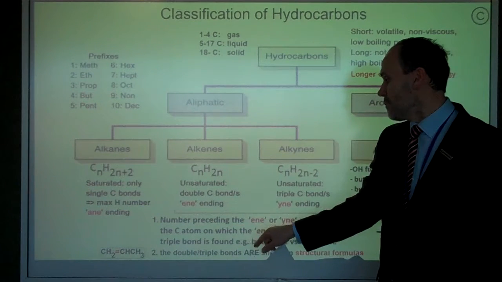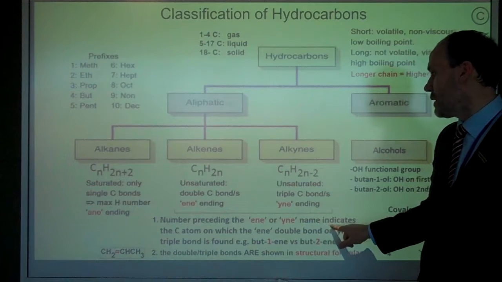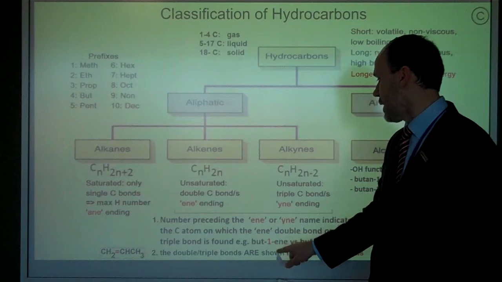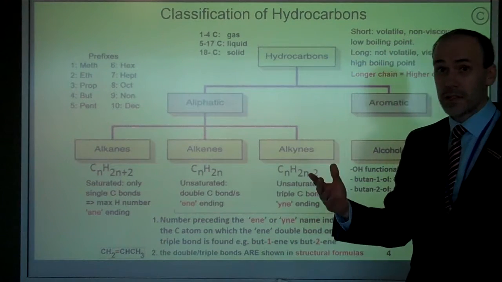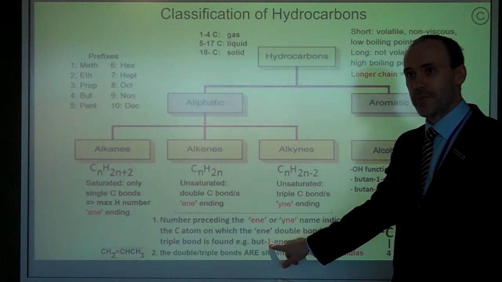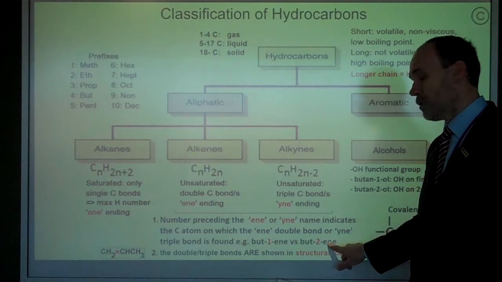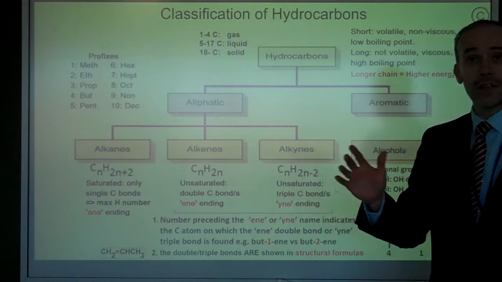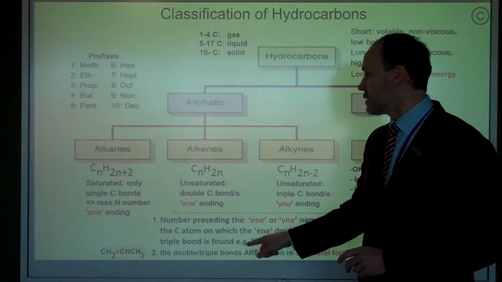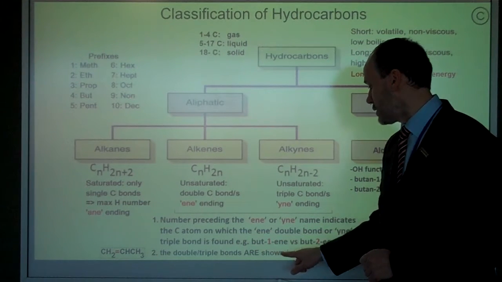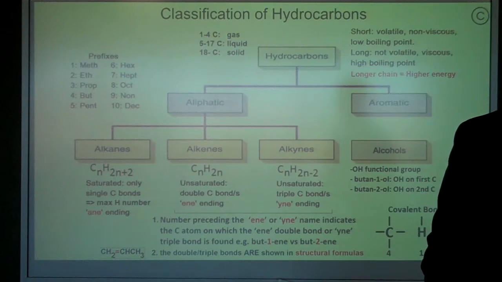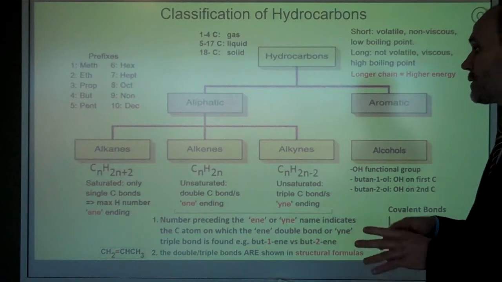Now, in terms of naming, the number preceding the ene or the yne name indicates the carbon atom on which the ene double bond or yne triple bond is found. So but-1-ene, we'll see this on the next slide, but-1-ene has a double bond on the first carbon. But-2-ene has a double bond on the second carbon. You'll see this on the next slide. We'll go through exactly that. It will be quite clear. And when you draw structural diagrams, you have to show where the double or the triple bond is. And we'll do that on the next slide as well. Okay, we'll do a little practice. But these are the rules of our game.